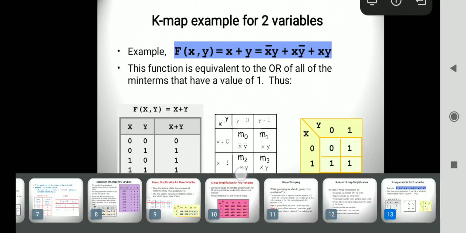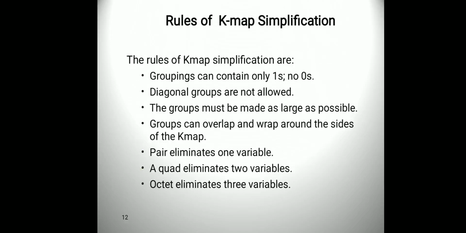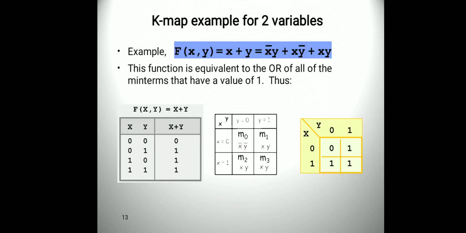In the second row and the first column, x is equal to 1, y is equal to 0, means this position, output is 1, therefore we place 1 here. And last is x is equal to 1, y is equal to 1, output is 1, therefore we place the value 1. Hope you understand the plotting of the K-map for the two input variables using this truth table.